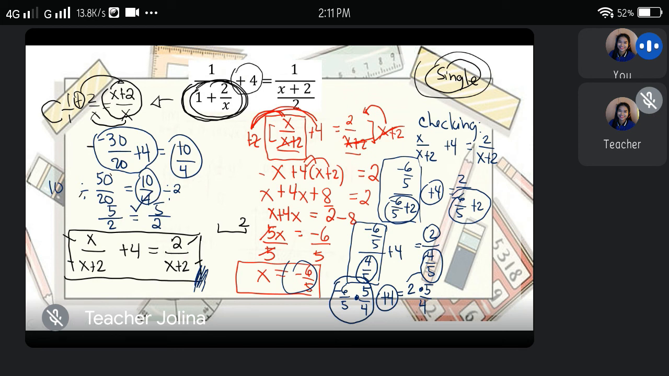So, gamit itong solution x na to, which is negative 6 over 5, nung sinek natin yung result, equal sila. Therefore, this is a rational equation.